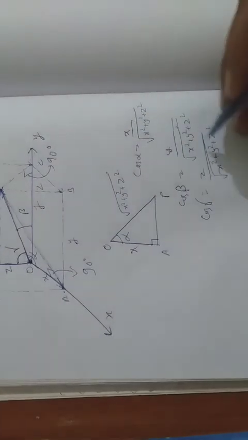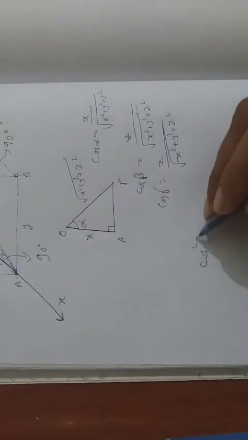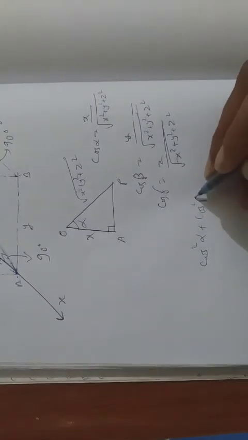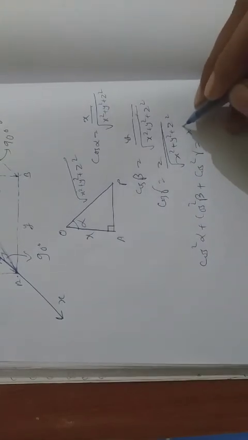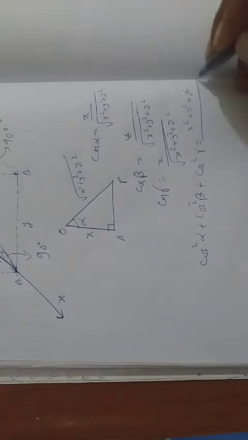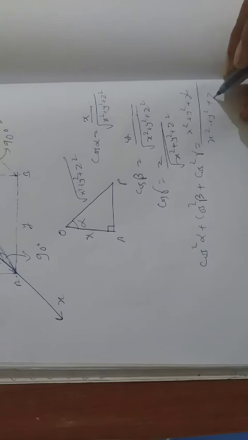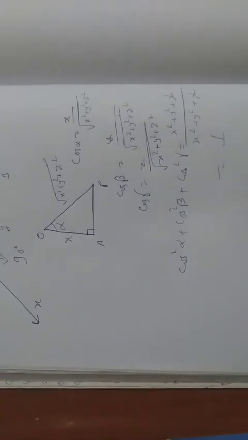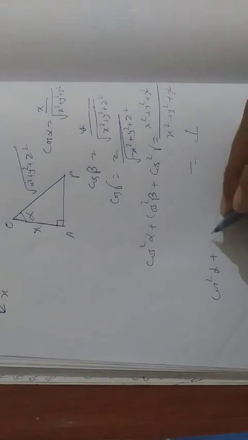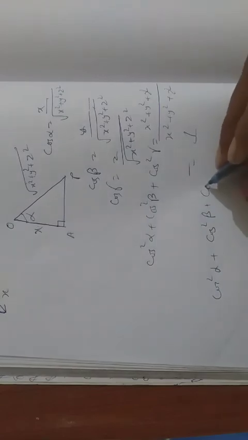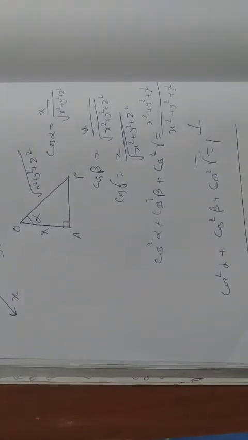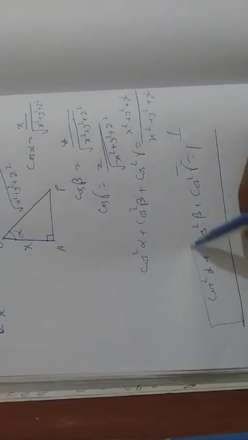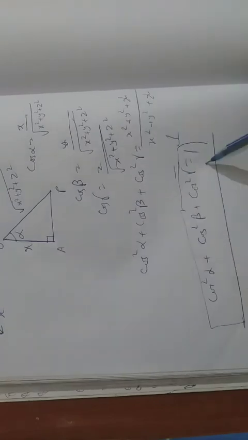And from these expressions we can say that cos square alpha plus cos square beta plus cos square gamma is equal to x square plus y square plus z square upon x square plus y square plus z square, which is equal to 1. So cos square alpha plus cos square beta plus cos square gamma is equal to 1. So these are the relations between direction cosines.